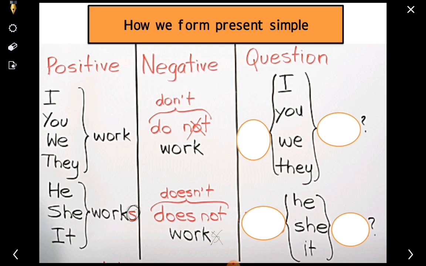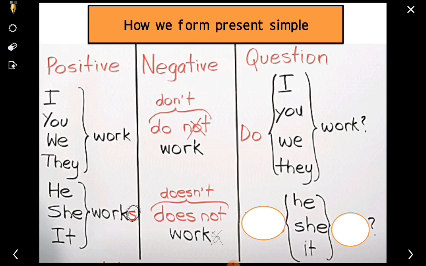Okay, what about the question? In the question, we need to change not only the form of the verbs, but also the form of the sentence. Let's see this example in the interrogative form or the question form. So we have here, do I, do you, do we, do they, and I use the base verb, which is work. So I say, do I work? Do you work? Do we work? Do they work? Right, this is for these subject pronouns.